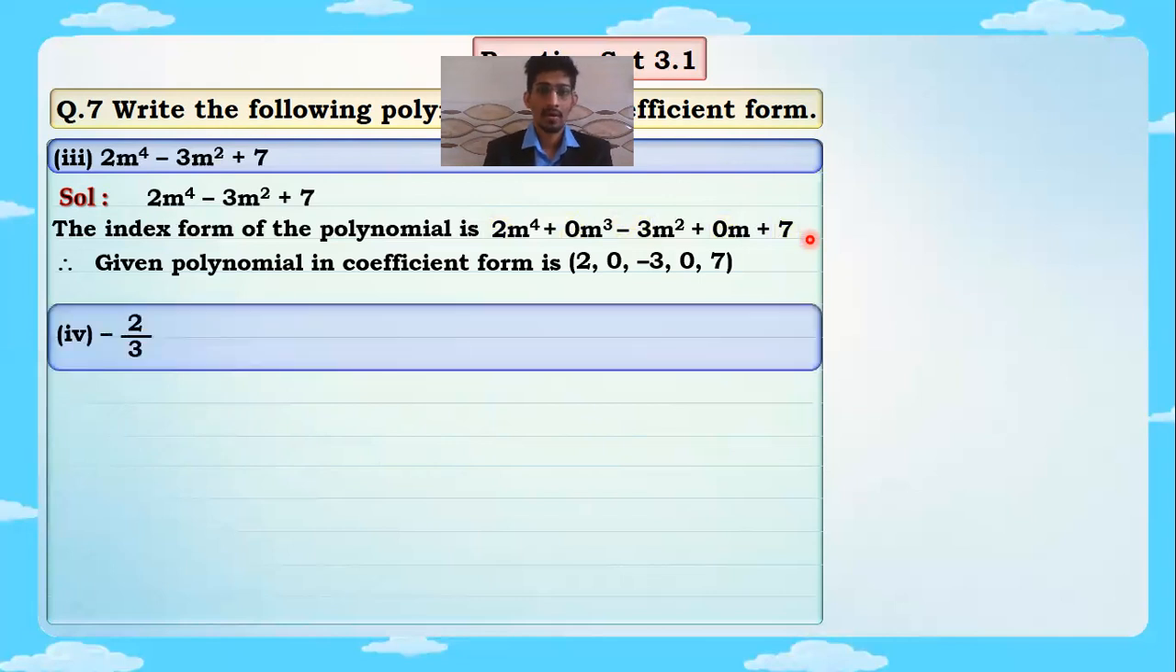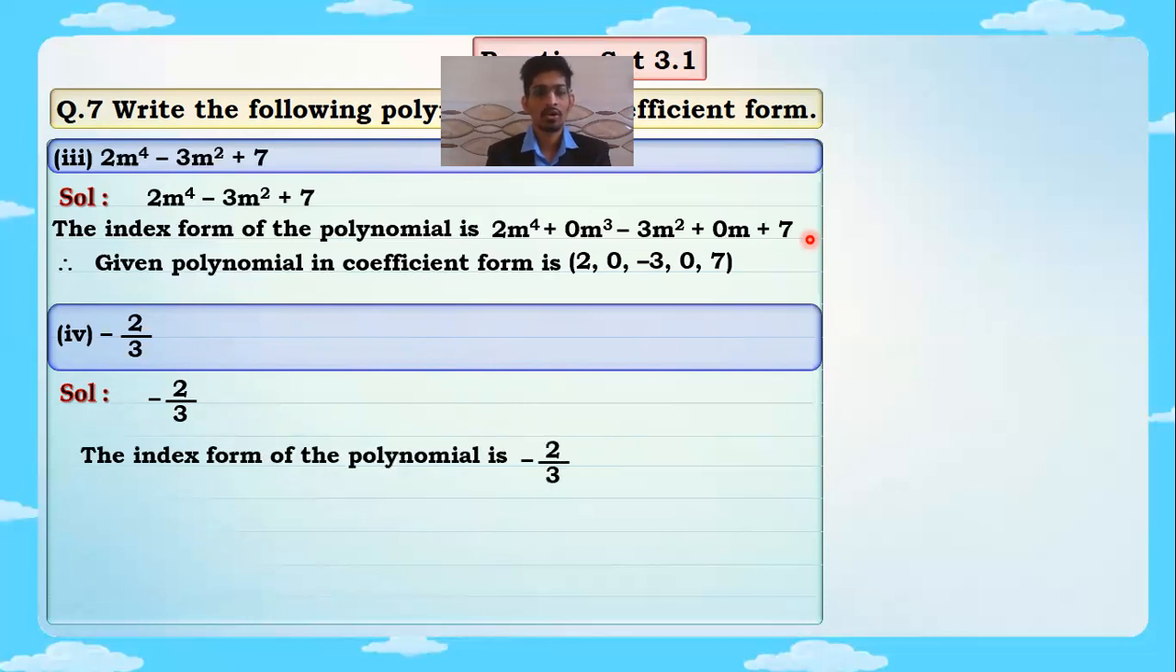Let's see another question, that is minus 2 upon 3. Now it is a very different type of sum, a unique sum, where you can see only one term is present, that is minus 2 upon 3, and that is the constant term. Does anything come after the constant term? No. So we directly write it. It is already in the index form, that is minus 2 upon 3 only.